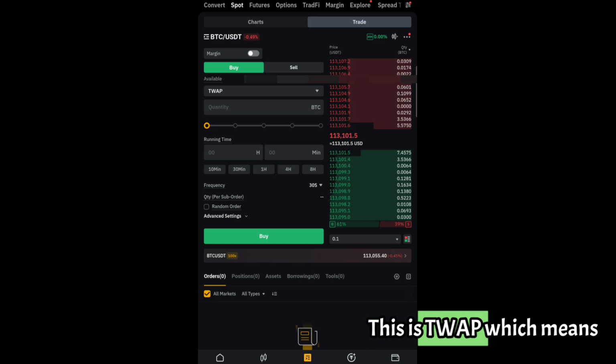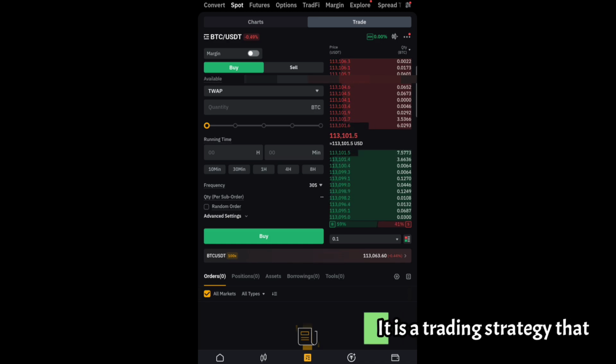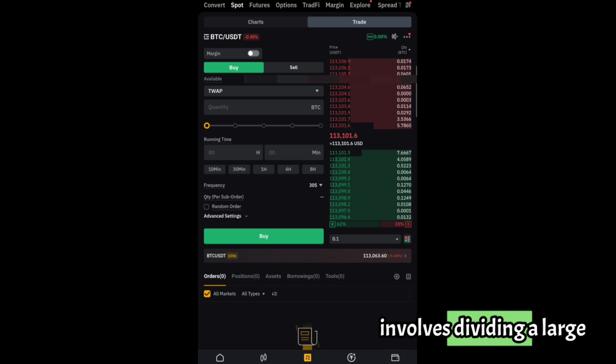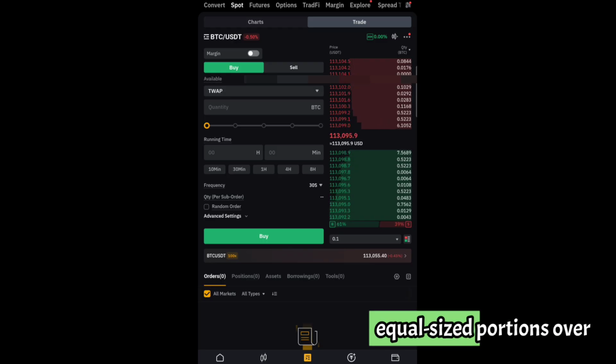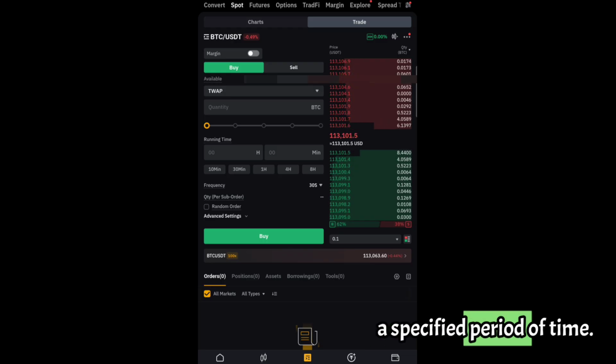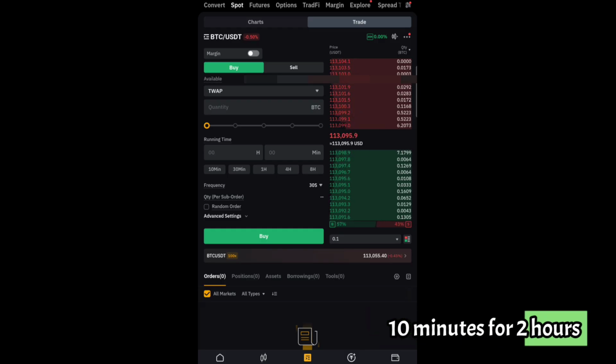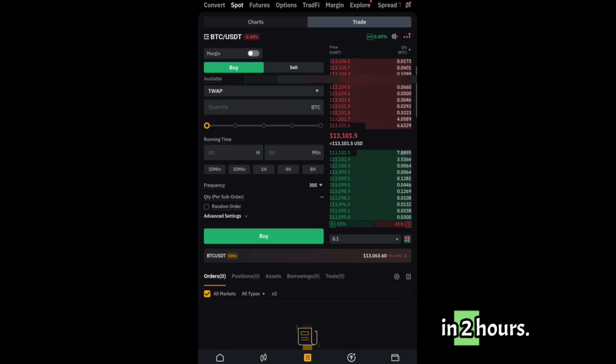This is TWAP, which means time-weighted average price. It is a trading strategy that involves dividing a large order into smaller and equal-sized portions over a specified period of time. For example, you can program the algorithm to purchase 5 Bitcoin every 10 minutes for 2 hours instead of buying 5 Bitcoin at once.